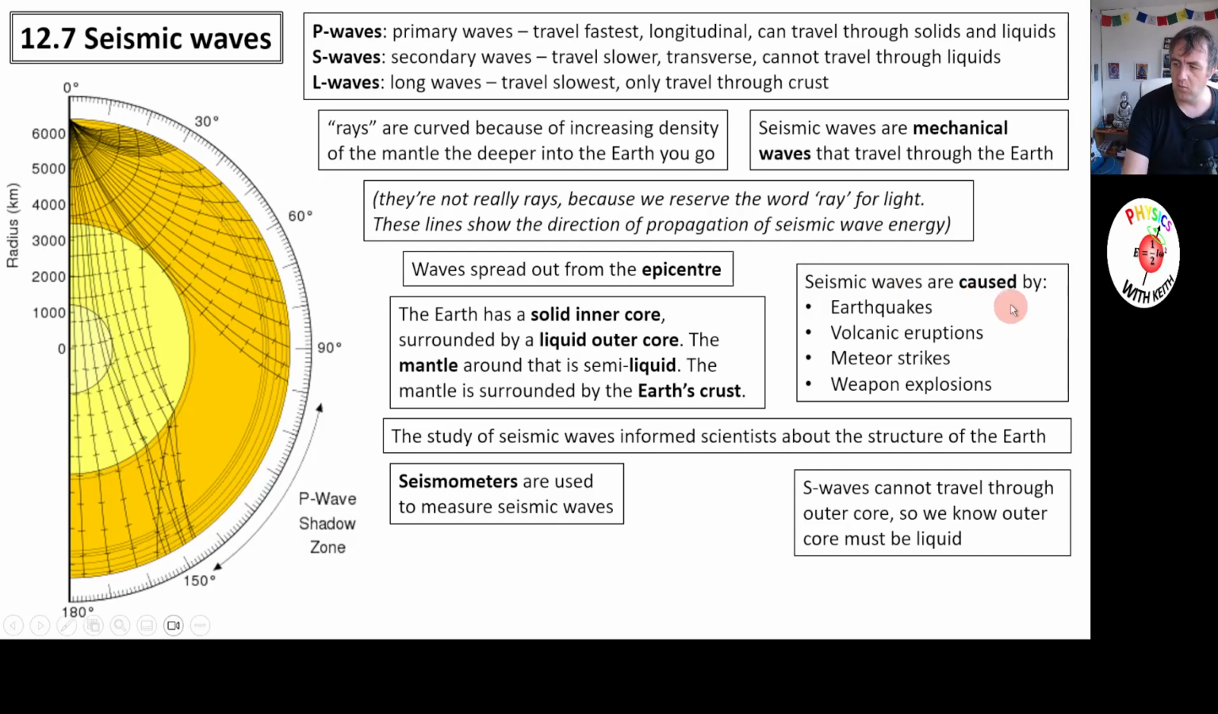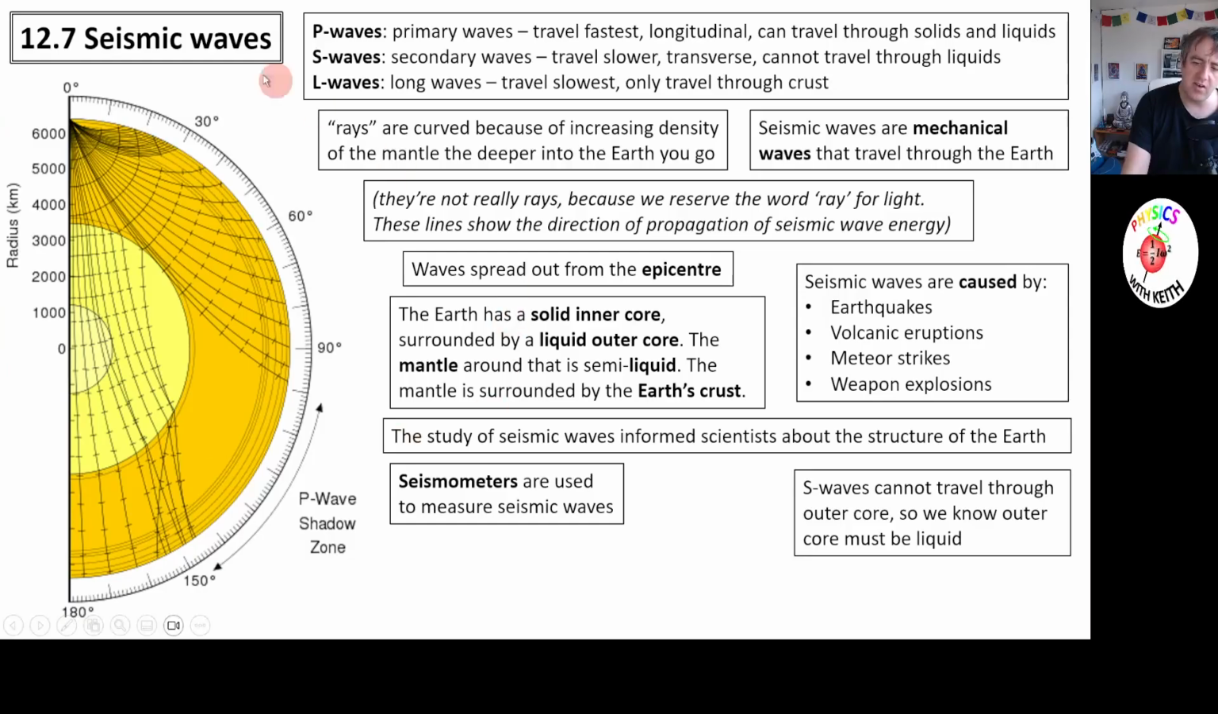Now, what is that reason? Well, there's a number of things that can cause seismic waves. There are earthquakes, where tectonic plates move past each other, and as they move past each other, they cause the ground to shake. Volcanic eruptions, yes, but also explosions. There's weapon explosions. Any sort of explosion can cause seismic waves. Meteor strikes can cause seismic waves. So anything that can make the ground shake can cause a seismic wave. And they are mechanical waves. The point where the waves spread from, we call the epicenter.